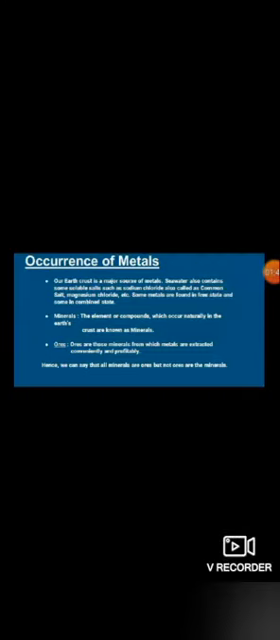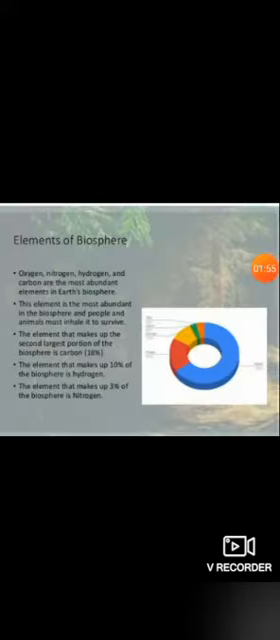Occurrence of elements occurs in the biosphere, atmosphere, hydrosphere, and lithosphere. So now we will discuss them. Elements of the biosphere. Oxygen, nitrogen, hydrogen, and carbon are the most abundant elements in the Earth's biosphere. Oxygen is very necessary for animals and people to inhale for their survival.